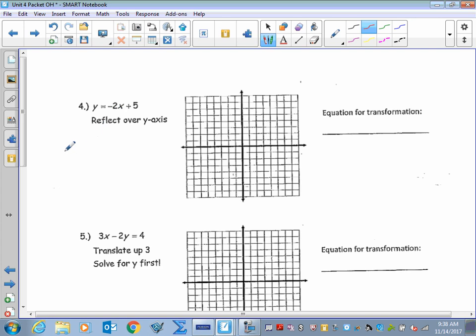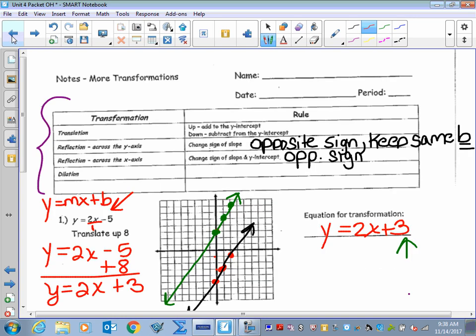So if I reflect over the y-axis, go back and look at your rule and tell me what the transformation equation would look like if I'm reflecting over the y. Who can tell me what the equation would be? Do you guys agree? Is it minus 5? All right, so let's look at the rule to be sure. It says if you're reflecting over the y, you change the sign of the what?